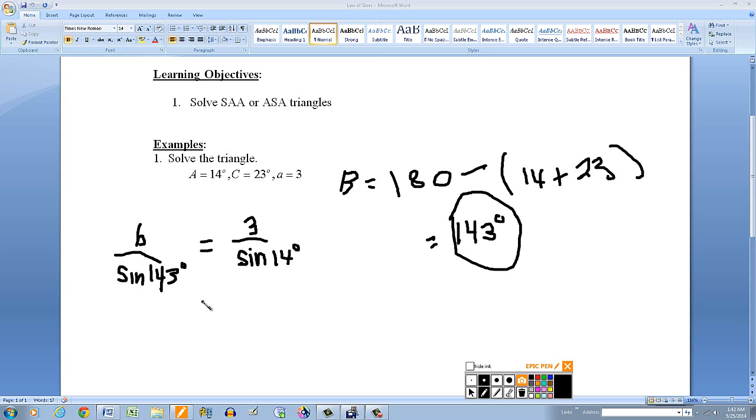So this would tell me then that it should equal 2. And then you just use your calculator here. So it's going to be 3 divided by the sine of 14 multiplied by the sine of 143.